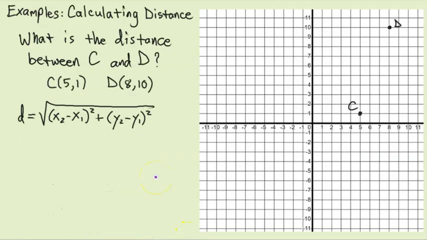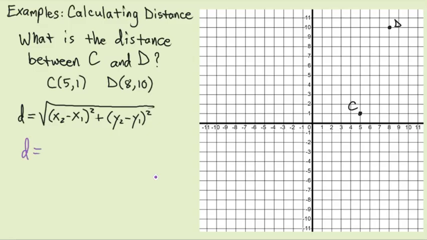All right, now let's calculate the distance between point C and point D. C is at (5, 1), that's right here. D is at (8, 10), that's right here. And we're going to use the distance formula right here. Now I'm going to do this one a little bit quicker, a little bit easier. I think you're going to like this method.